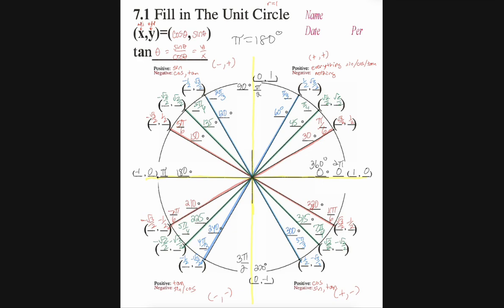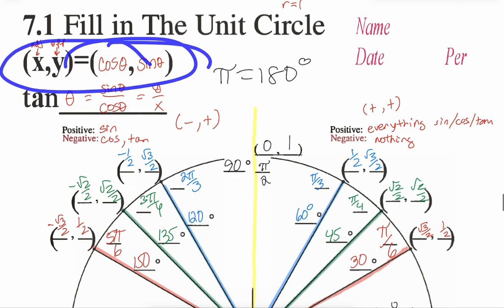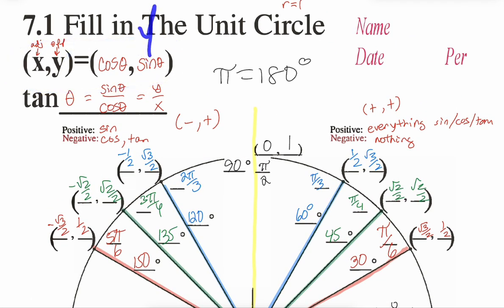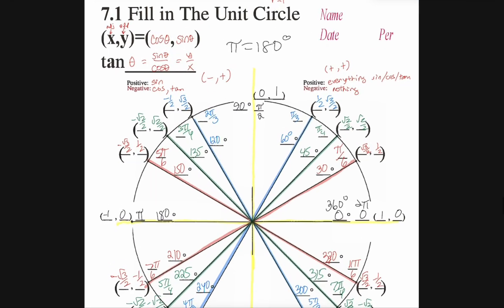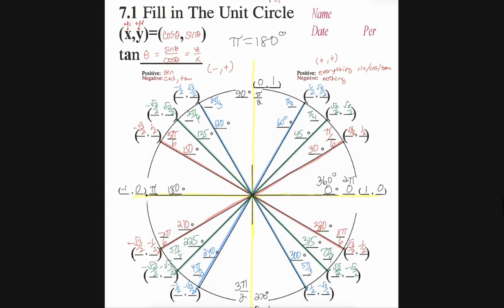So remember, you need to know not only the degrees, the radians, and the point at every location. You're also going to need to know that the x is your cosine, the y is your sine, and that your tangent is sine over cosine or y over x. If you give me both of those, you'll get a little bonus point for doing that. Okay, so make sure you know your unit circle. That is what is on the quiz on Friday.